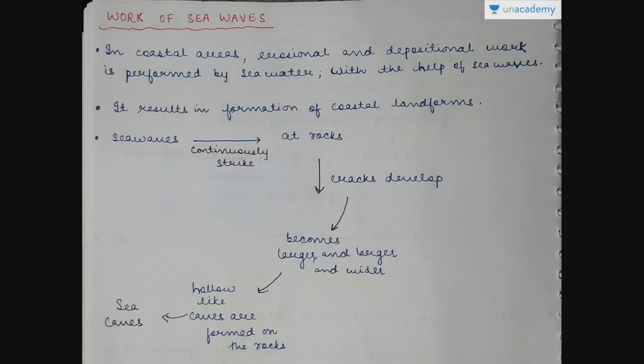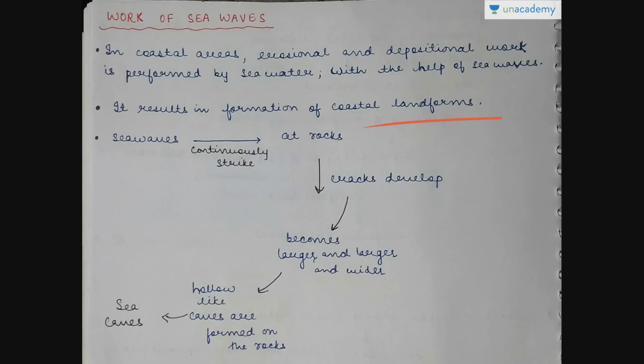Then we have the work of sea waves. This was the work of the river, and this is about sea waves. In coastal areas, erosional and depositional work is also done. In the normal areas, it is done by the fresh, flowing water of the rivers, but in the coastal areas, it is done by the sea water with the help of sea waves. So it results in the formation of coastal landforms.